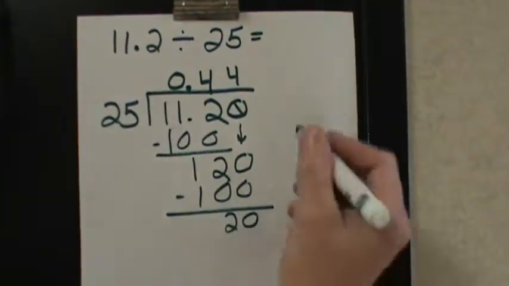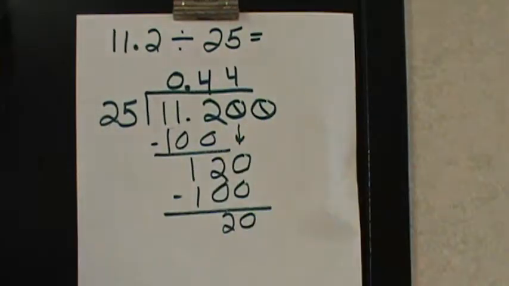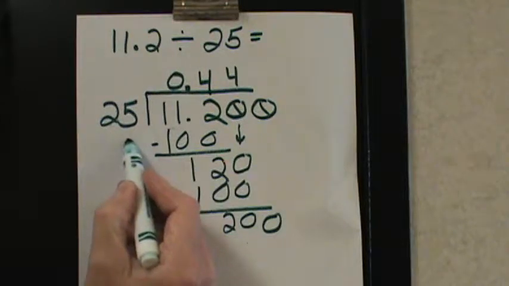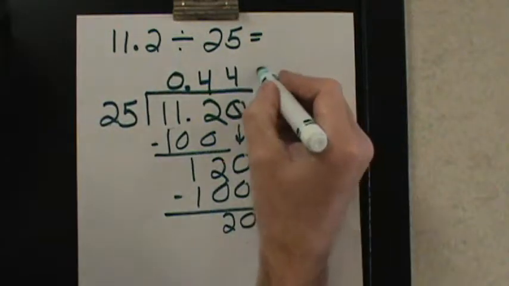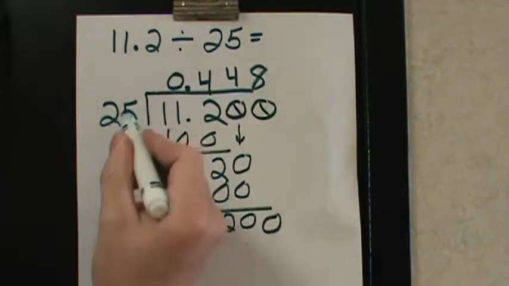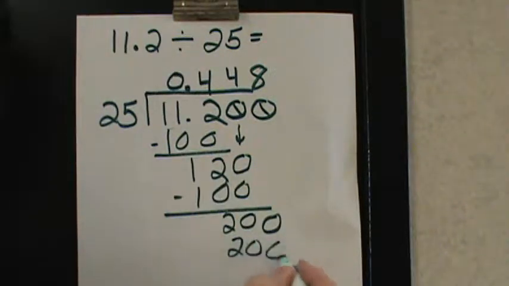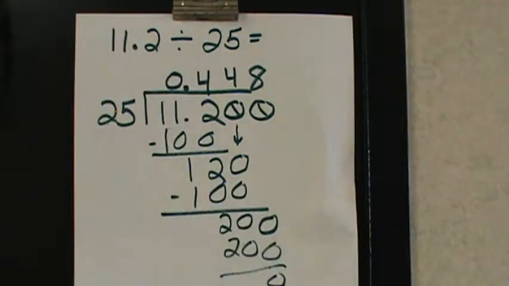Didn't terminate, so we're going to have to annex another 0. Bring it down. 200 is a multiple of 25. 25 will go into 200 8 times. 8 times 25 is 200. And you get a terminating decimal.